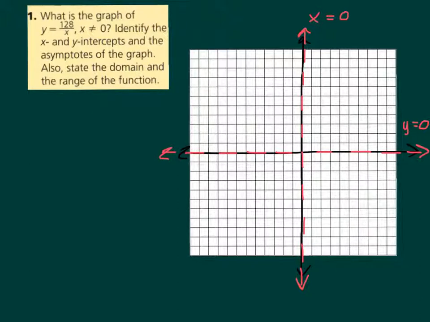State the domain and the range of the function. The domain for this function, we'll just say x cannot be 0. That's it. It could be absolutely anything else. Just can't be 0, because if you plug in 0, it's undefined. What about the range?